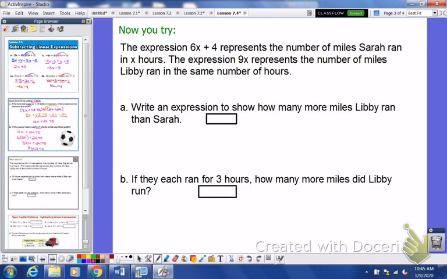Just a couple Now You tries. This problem is very similar to the problem that we just did. So you're going to write an expression and simplify it for part A, and then part B you're going to substitute given the information above. All right, guys, that's the end of lesson 4.